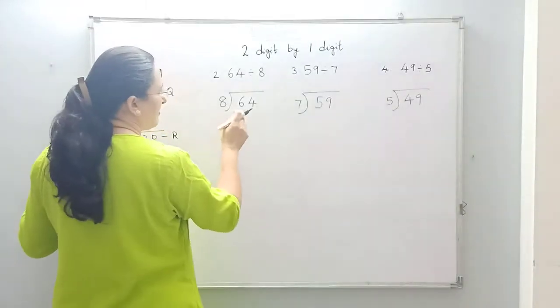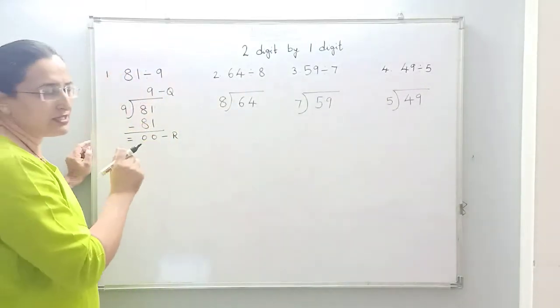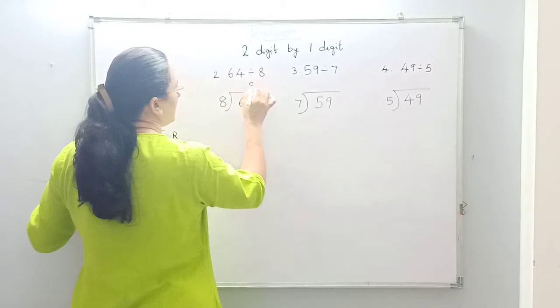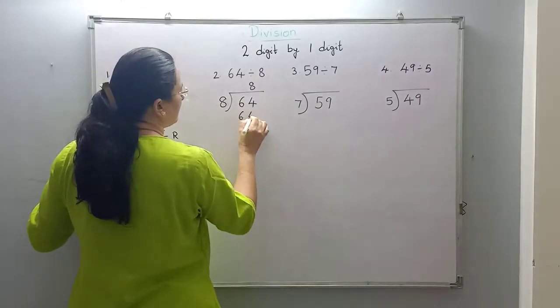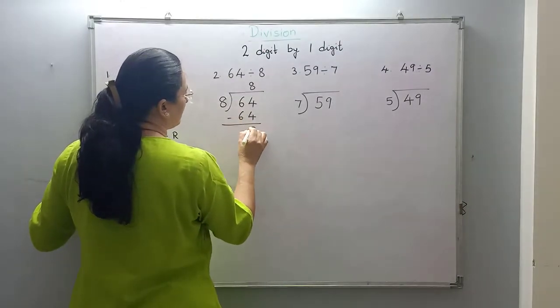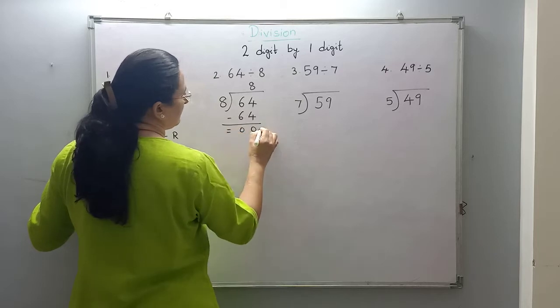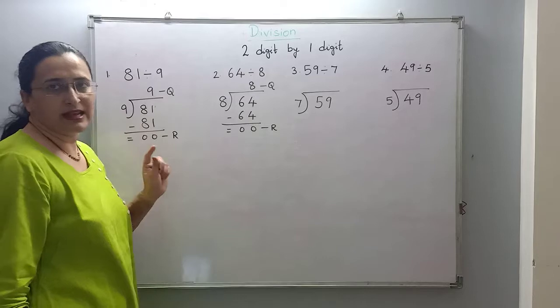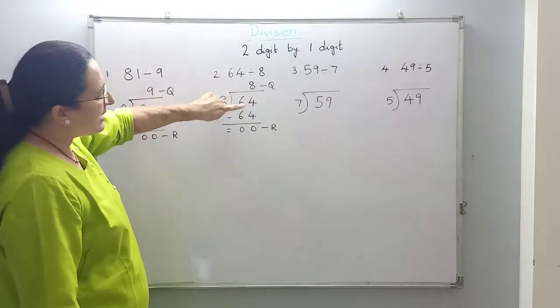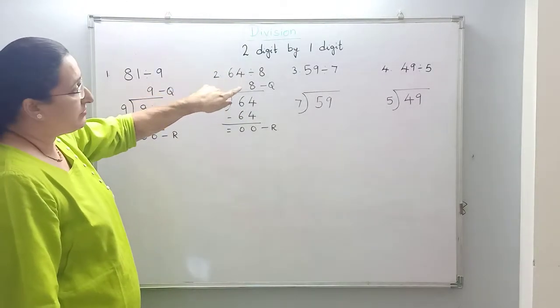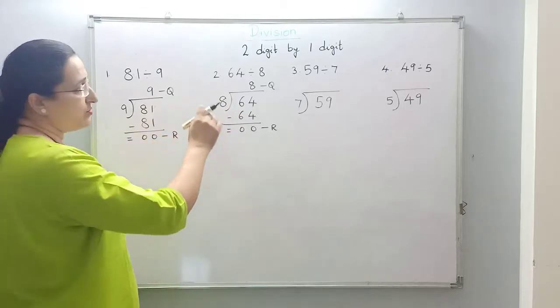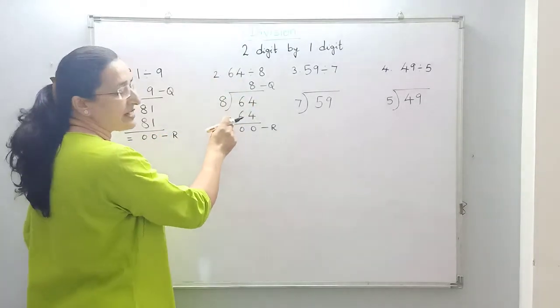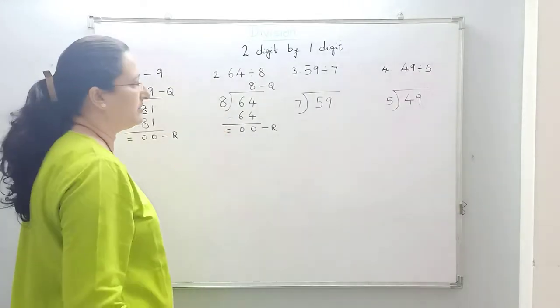Now see the next example. It is 64 divided by 8. Again 8 8s are 64. So we have got quotient as 8 and remainder as 0. Again see where I have written the quotient, and whenever you are dividing, first you have to write the quotient, then you will write the number here which is to be subtracted.